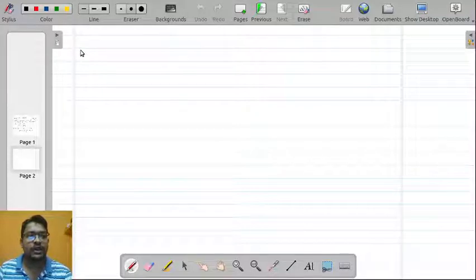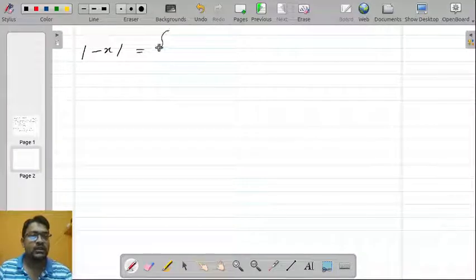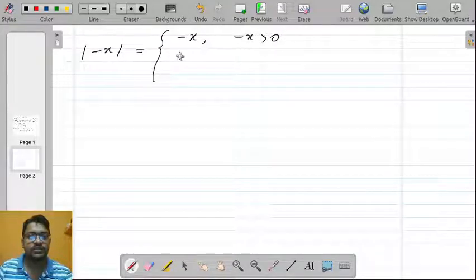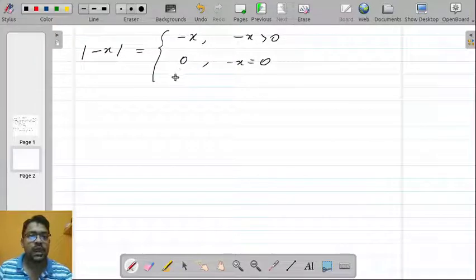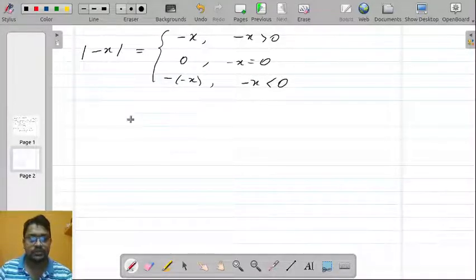Then we have mod of minus x is same as mod x. Mod of minus x is what? If we apply the definition, it is minus x if minus x is greater than 0, 0 if minus x is equal to 0, and minus of minus x if this minus x is less than 0. So I can write it this way.